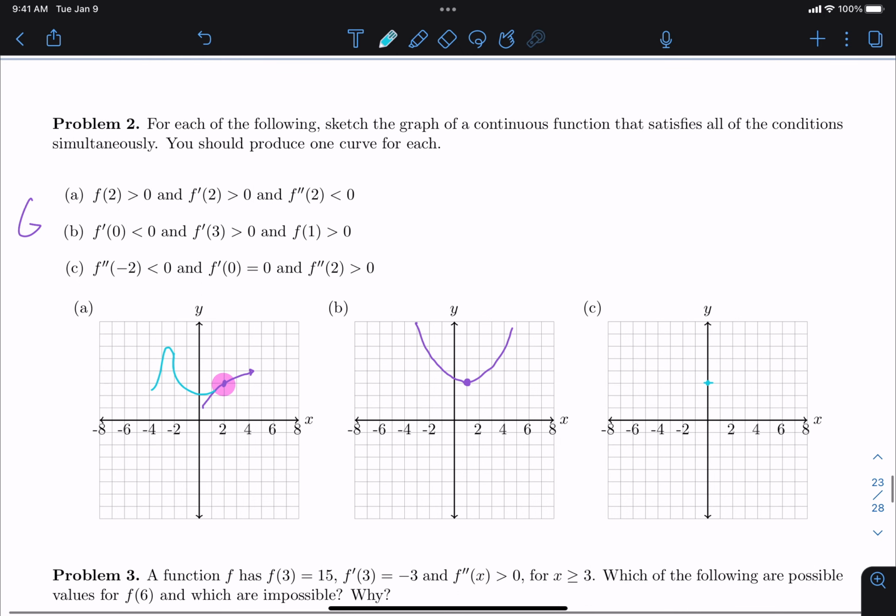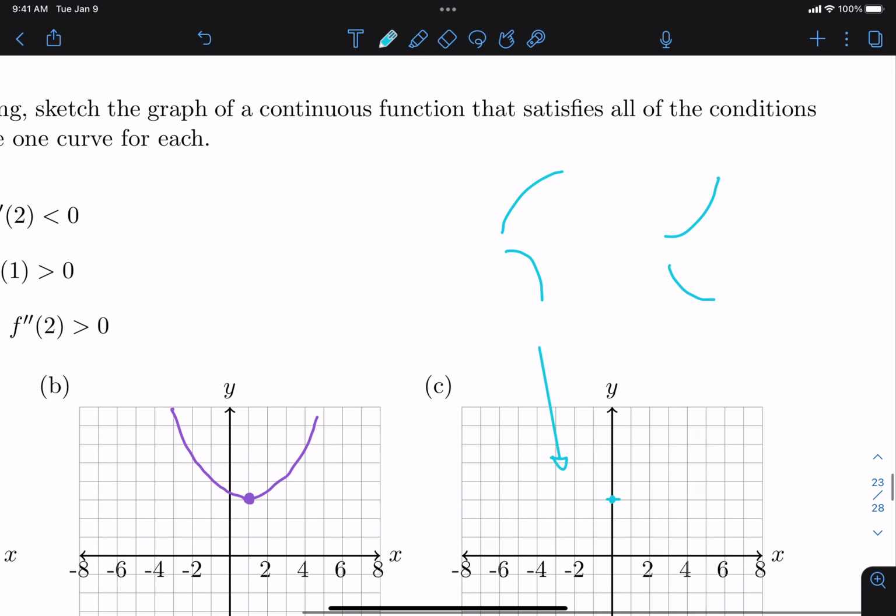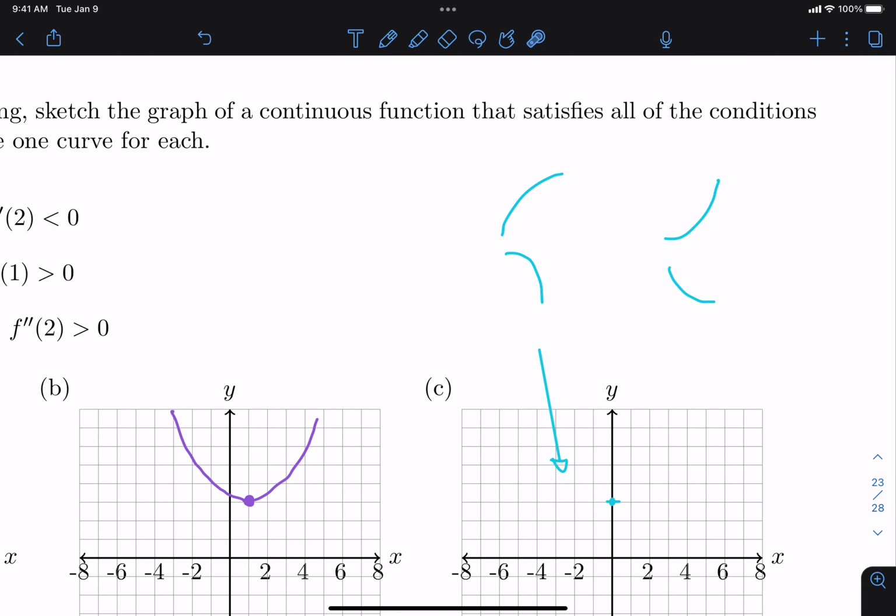And what else do we need? We need concave down to the left. The choices for concave down look like this, or like this. Those are the two options for concave down. And then to the right, I'm going to put something which looks concave up. Concave up looks like either this or this. So I'm just going to look for a good way to connect these two. It looks like this one would connect pretty well with this one. So that's what I'm going to do.